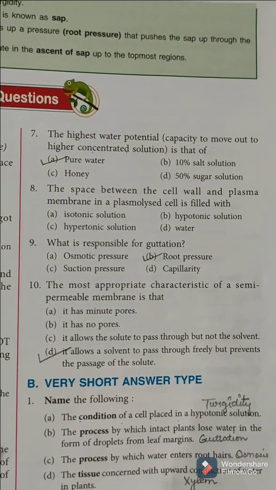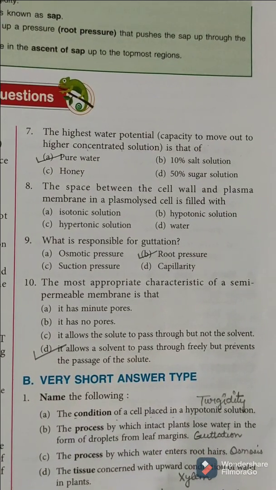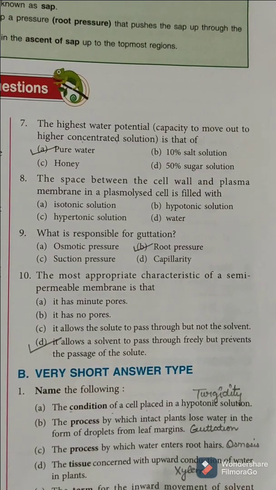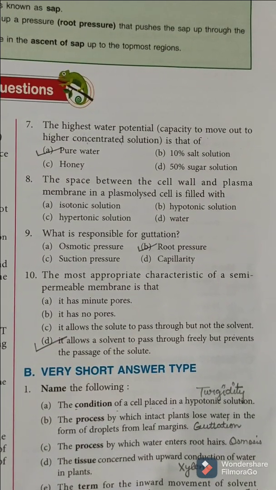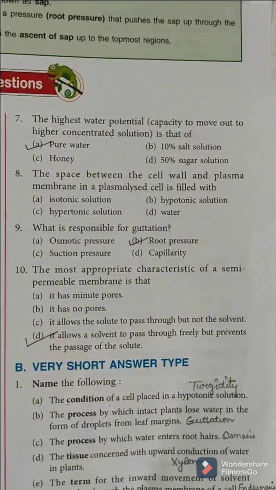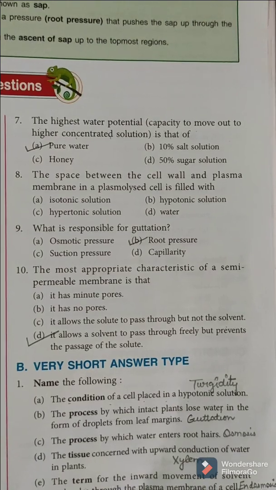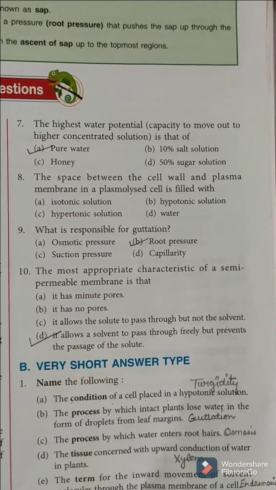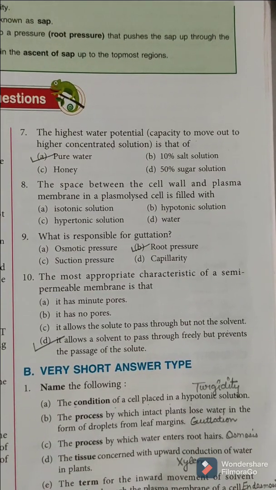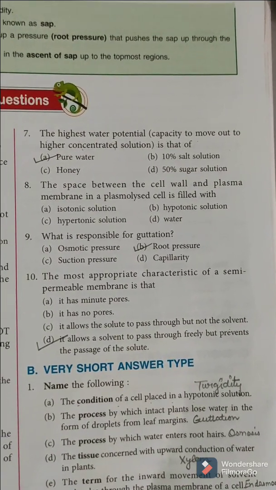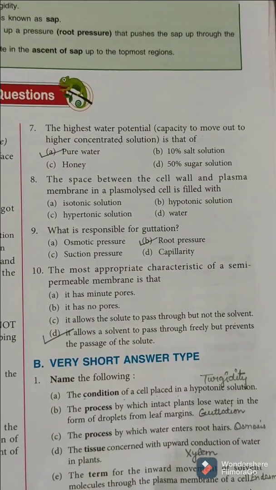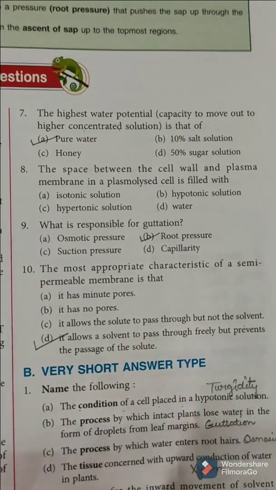The space between the cell wall and plasma membrane in a plasmolysed cell is filled with which solution? In a plasmolysed cell, we have water, right? When we place a cell in a hypertonic solution, plasmolysis will occur. It will shrink. So what is present between the cell wall and cell membrane of the cell? Water will be there. Alright. What is responsible for guttation? Root pressure.